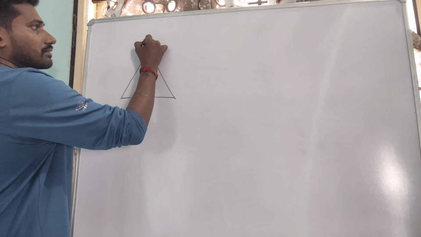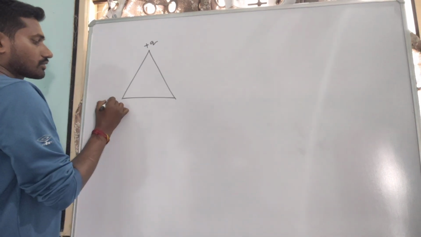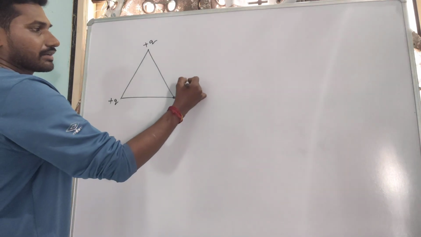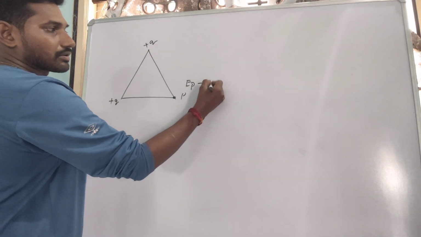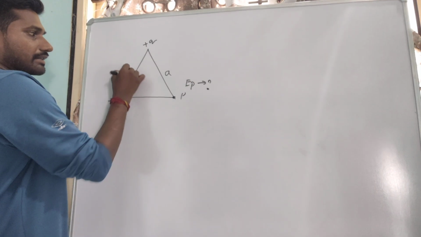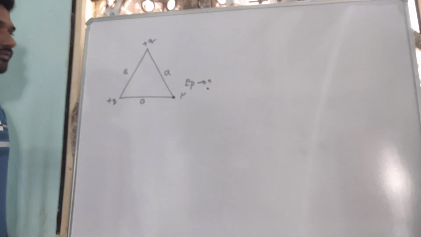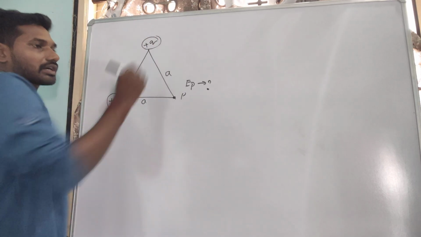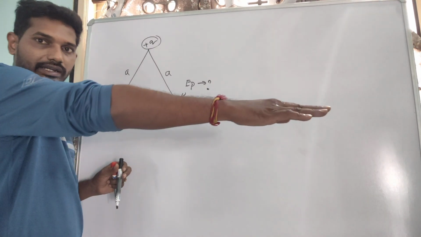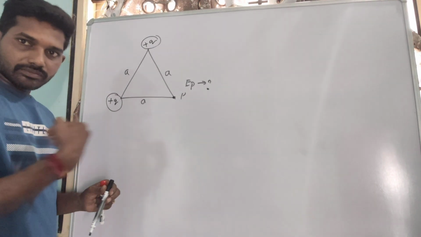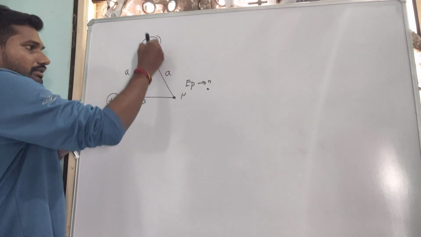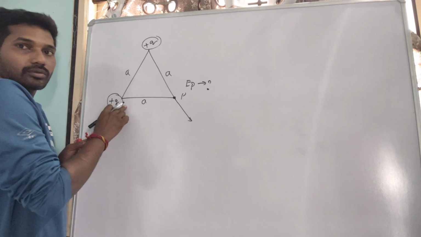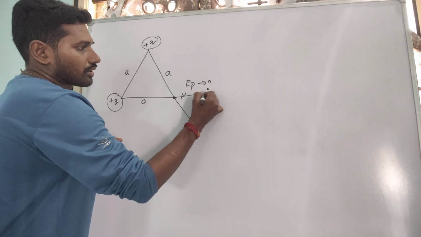Here plus q charge, here also plus q charge, and find the electric field at a point P. The equilateral triangle side is given as A. Okay. For example, this is also a positive charge. For a positive charge, the electric field is always radially outward. The negative charge means radially inward. For example, this charge is positive, so radially outward direction. This is also a positive charge, so this is also an outward direction.